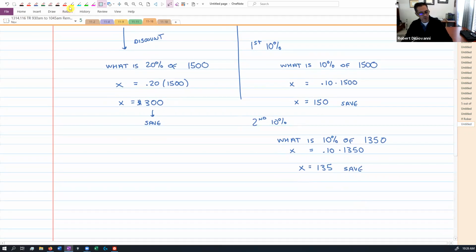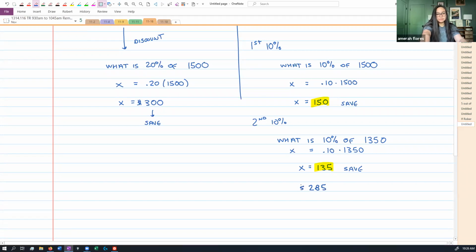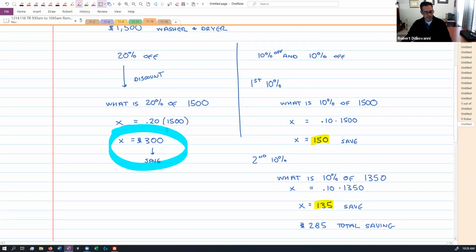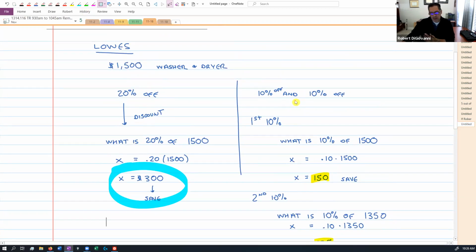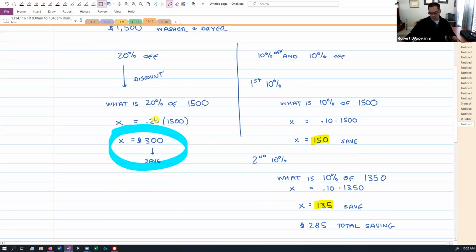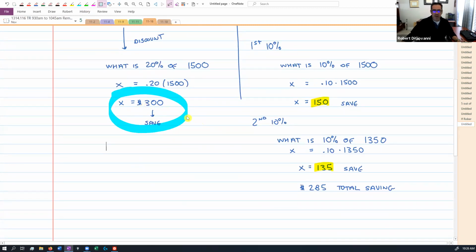So how much have I saved total over here? They took off 150 and then 135. That's only 285. Right? That's my total savings. And over here it was 300. So what do you think I did? I had my dad pay for it. That way I didn't have to pay for it. No, I'm kidding. I did the 20%, right? Because it just makes more sense. Now it's only a $15 difference, but it's $15, right? I mean, it's 15 bucks.